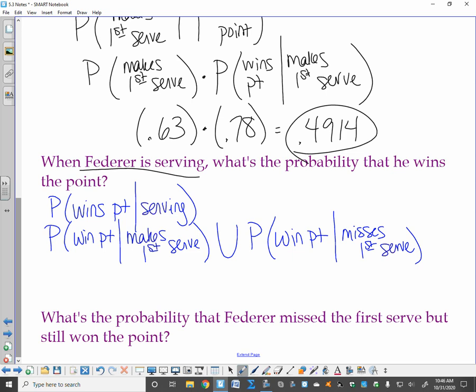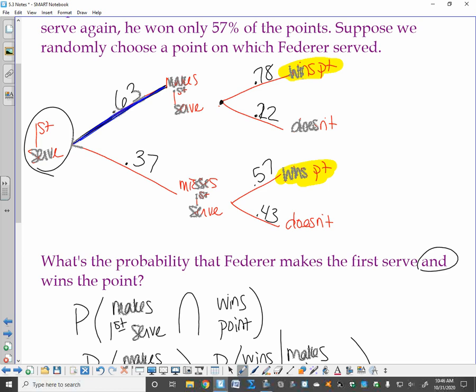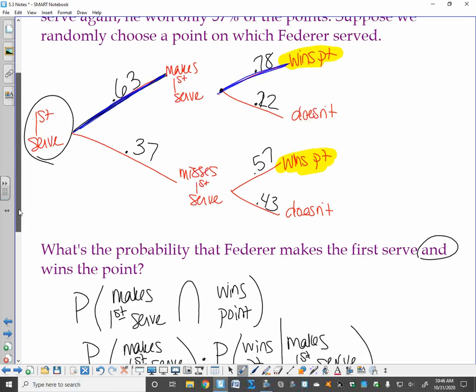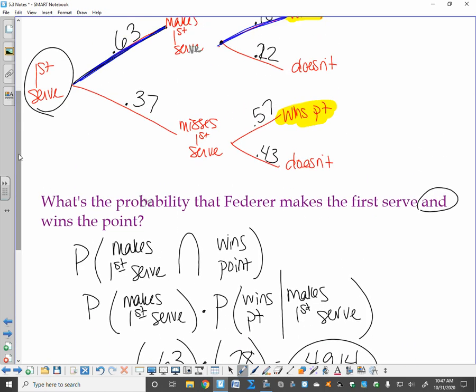All right, and now I'm going to use my tree. Wins the point, makes the first serve. That's this branch right here. So 0.63 times 0.78. There you go. That's the probability that he wins the point given that he's made the first serve. Okay, and then this is or, and or is plus. Probability of this or this is a plus. Wins the point given that he missed the first serve, so that's this one. So 0.37 times 0.57.